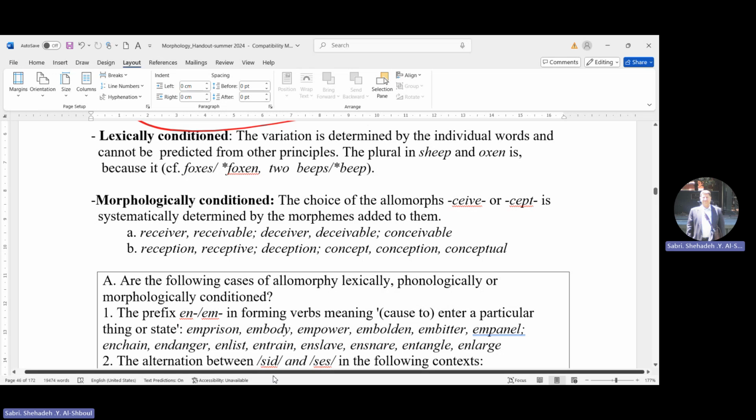The other one is called morphologically conditioned allomorphy. The morphologically conditioned or motivated allomorphy depends upon the morpheme. Neither the history nor the phoneme determines the status of this allomorph, but it is the preceding or adjacent morpheme that determines the type or nature of this allomorph. So the choice of the allomorph, for example, in sieve or sept, is systematically determined by the morphemes added to them.